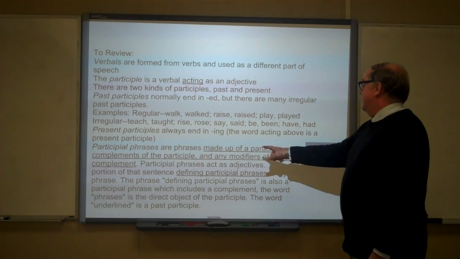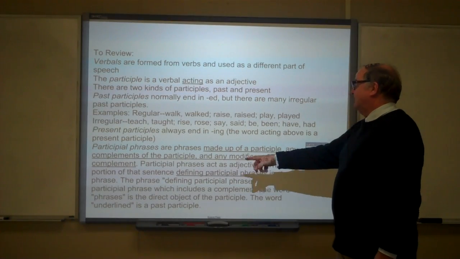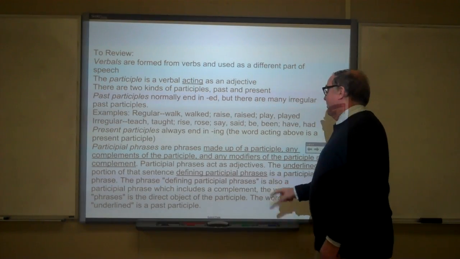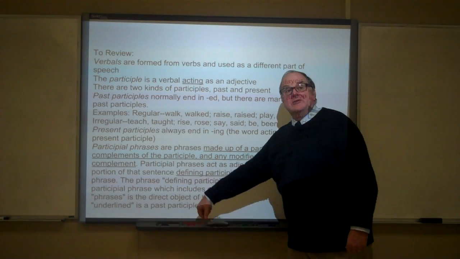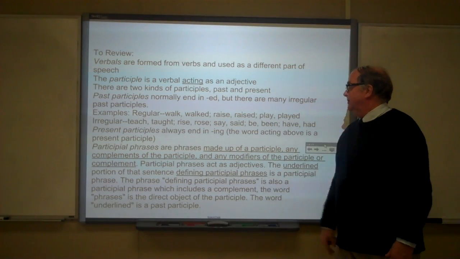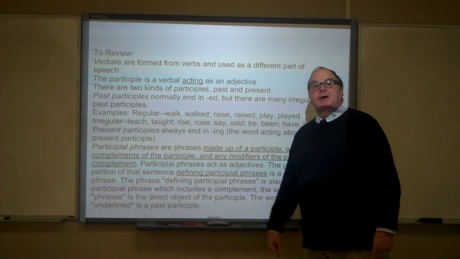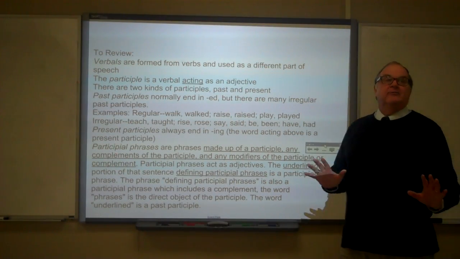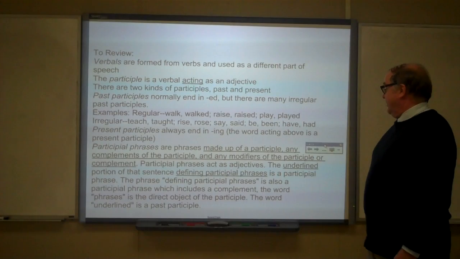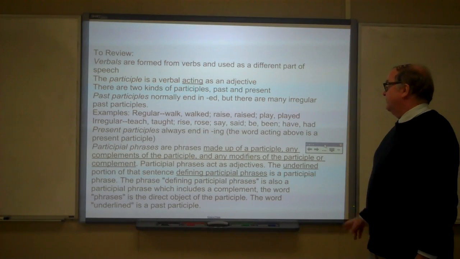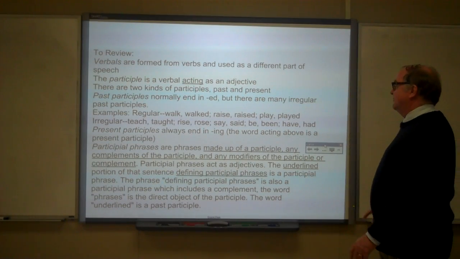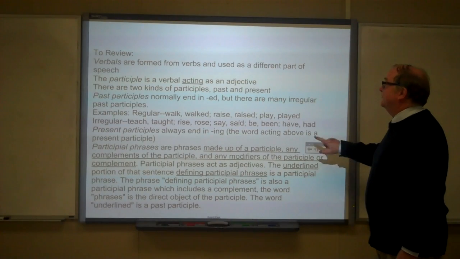The whole thing made up of a participle, any complements of the participle, any modifiers of the participle, the whole phrase. And then here, sentence defining participial phrases. Defining is a present participle modifying sentence. And participial phrases, phrases is the direct object of the participle. Remember, I told you before, verbals can have complements. So defining what? Defining phrases, participial phrases. Okay, so again, hopefully this is coming back to you. You did a little assignment on it and so on, but these are participles and participial phrases.